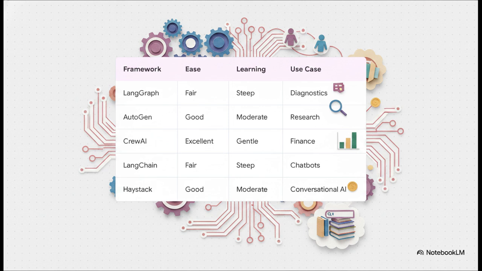Then you have LangGraph and LangChain, which offer immense, heavy-duty power for complex logic and diagnostics, though they definitely demand a steeper learning curve. And of course, Haystack, which we've been deep diving into today. It really hits the absolute sweet spot for conversational AI that needs heavy access to external knowledge retrieval.